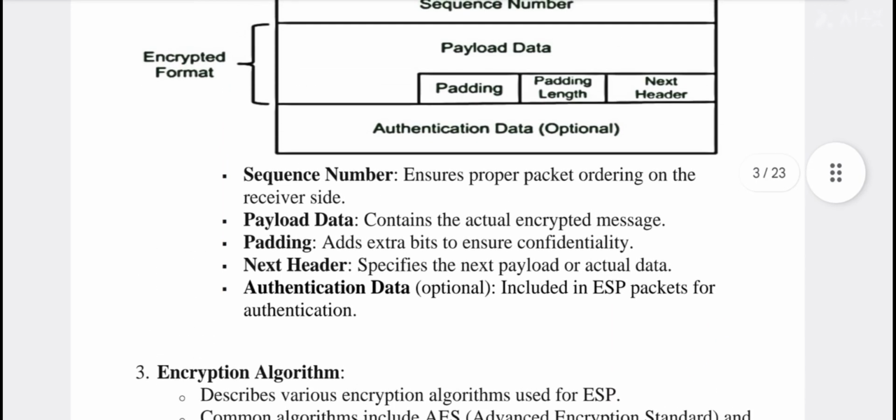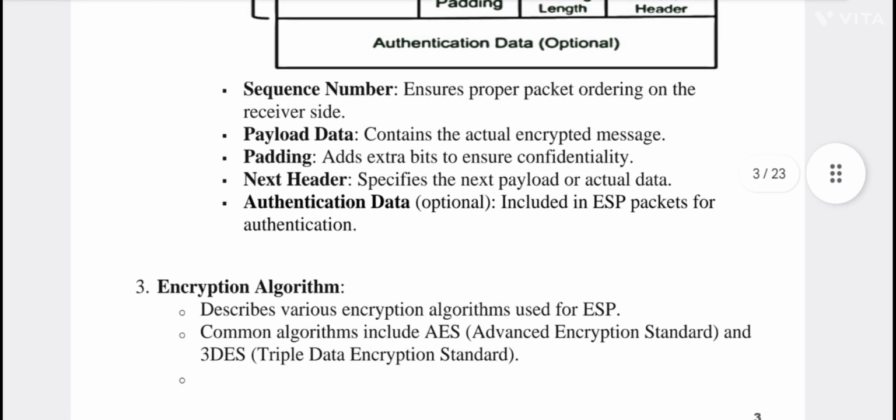Then this ESP protocol uses two algorithms: AES, or Advanced Encryption Standard, and 3DES, which is Triple Data Encryption Standard.